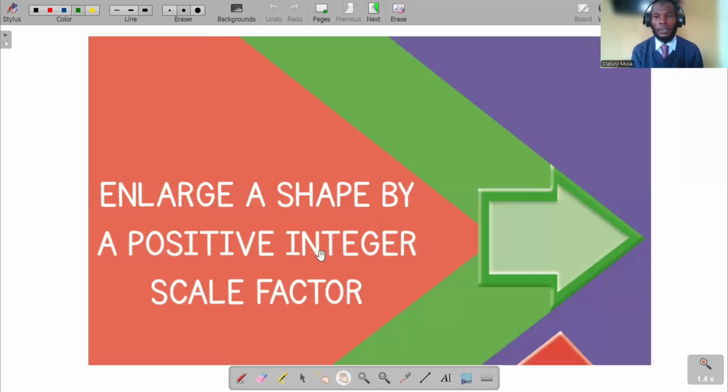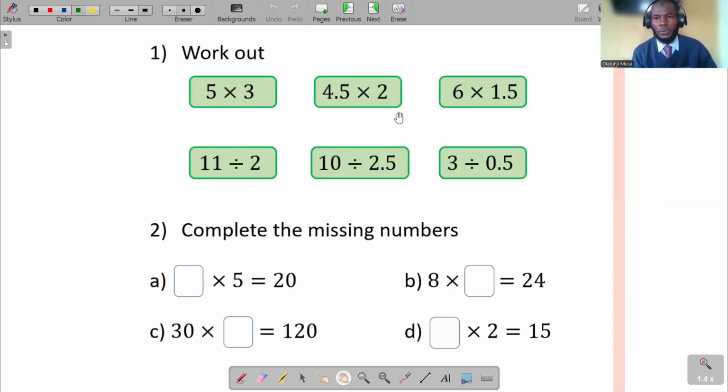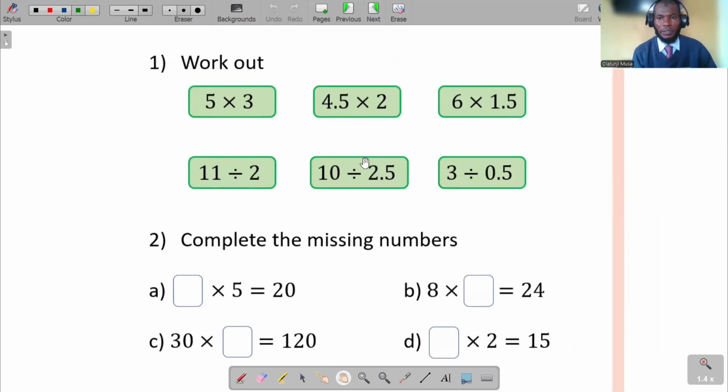Good student. Today we'll be learning to enlarge a shape by a positive integer scale factor. Today's topic is going to be on enlarging a shape by a positive integer scale factor. Get ready, and you know what that means. It means ready to learn. And quickly before that, let's recall previous experience.